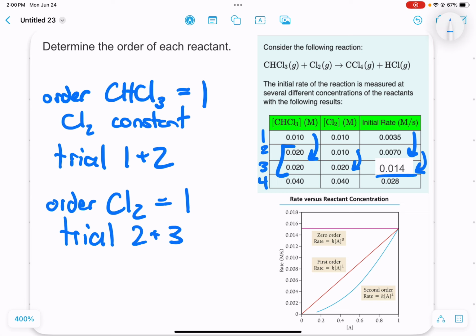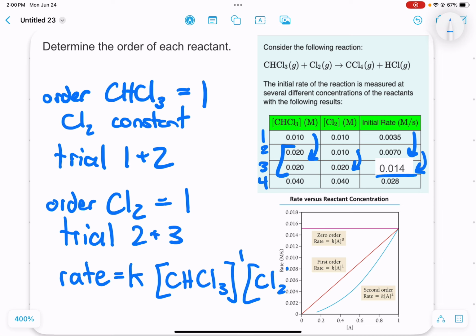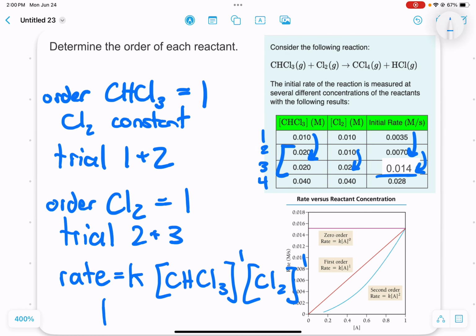Another thing we can do here is write the rate law. Rate equals k, CHCl3 to the 1, putting the order up there, Cl2 to the 1. So the overall order, if we add the two orders together, is 2.